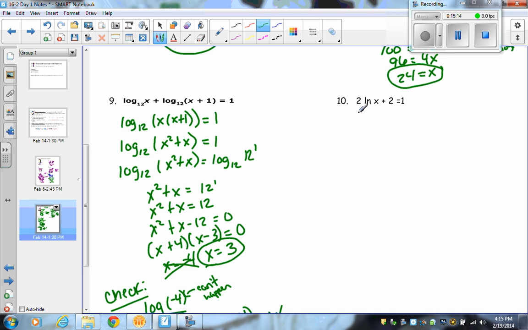Last example, you have 2 natural log of x plus 2 equals 1. So first thing I'm going to do is get this natural log of x by itself. So I'm going to subtract 2 from both sides. So that gets me 2 natural log of x equals -1. Opposite of multiplication is division. So I have the natural log of x equals -1/2.